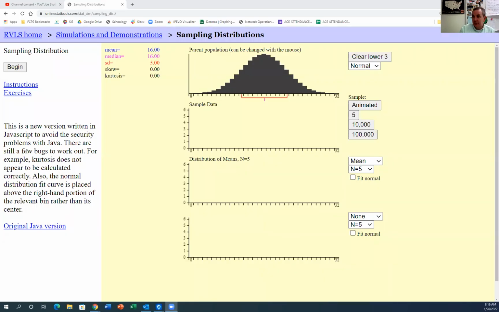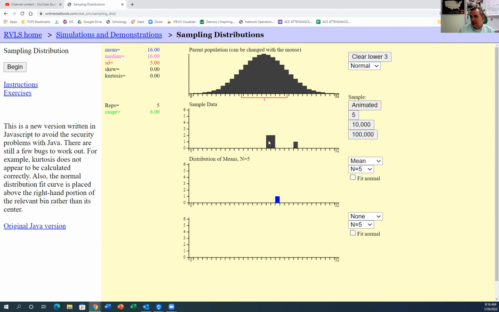So what's going to happen now is I have a distribution here. If you look at this distribution up here at the top, it is clearly symmetric. In fact, I can tell you it's normal because it's defined as normal right here. It has a mean of 16 and a standard deviation of 5. There's my 5 right there for my standard deviation. Now I'm going to take a sample of size 5. So watch what happens when I do this animated version. This is going to take a sample of 5 scores from it. Watch what happens. 1, 2, 3, 4, 5.